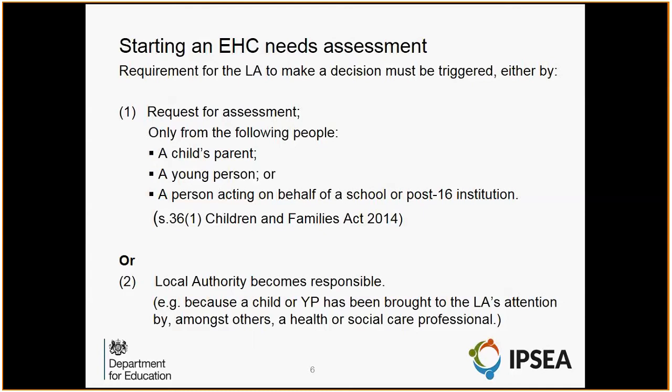There is another way the local authority might have to make a decision, and that is if they become responsible. This will be, for example, where a child or young person has been brought to the local authority's attention by a health or social care professional. The key thing to remember is that the Act, Section 36, doesn't set out any particular way that that written request must be received, so any written request, however brief, may trigger the assessment process.